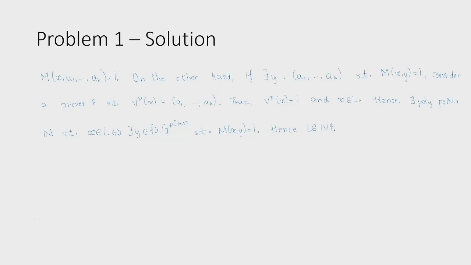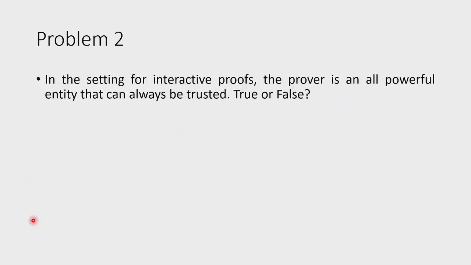Now let's move on to the next problem. This is a recall question. In the setting for interactive proofs, the prover is an all-powerful entity and can always be trusted. True or false?